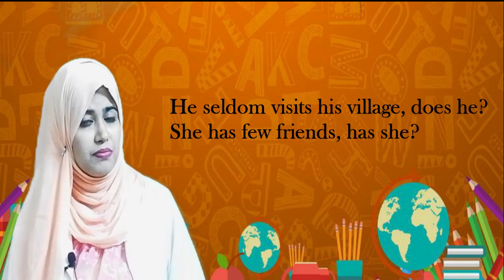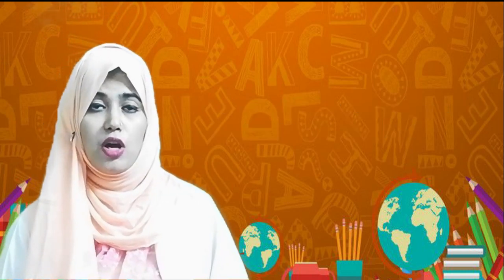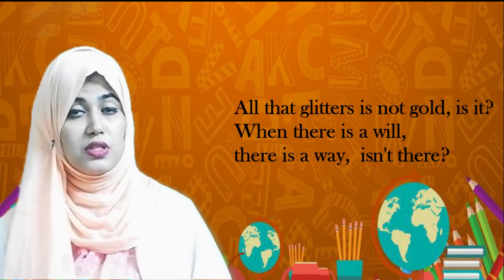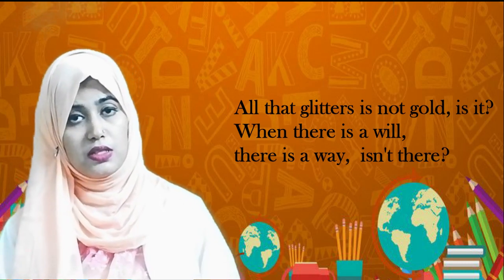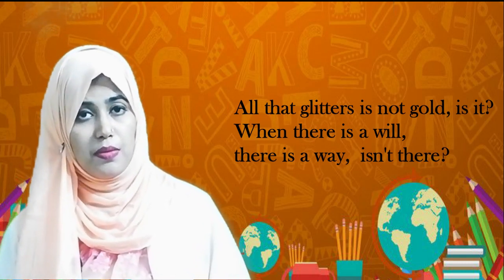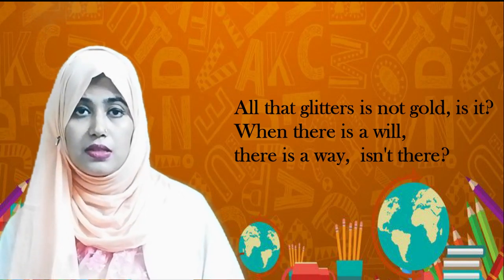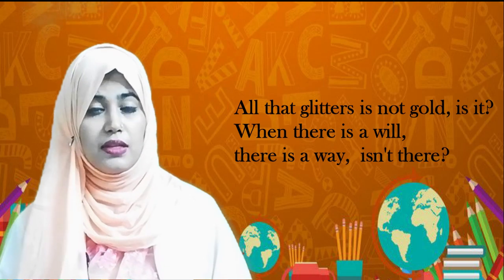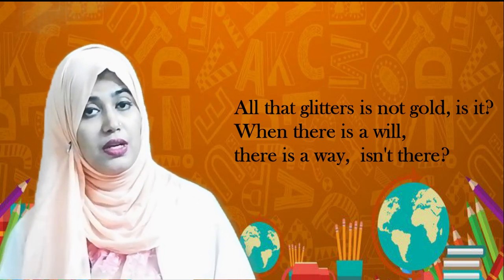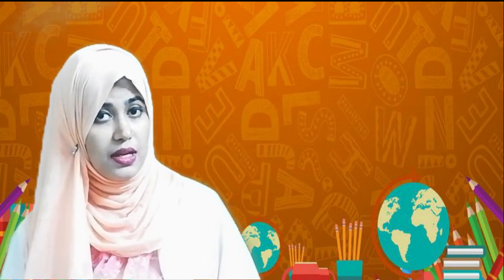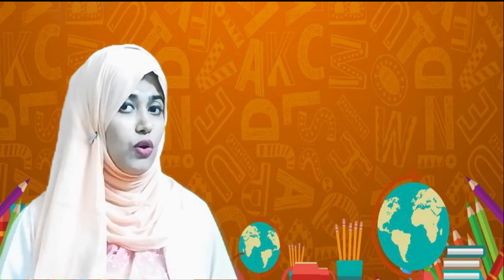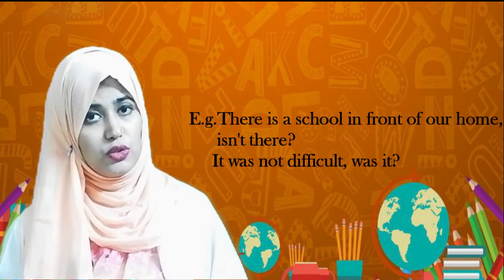Has she? Okay. Now let's talk about proverbs. In case of proverbs, we will use singular subject and singular verb. For example, all that glitters is not gold, is it? Then where there is a will, there is a way. Isn't there?